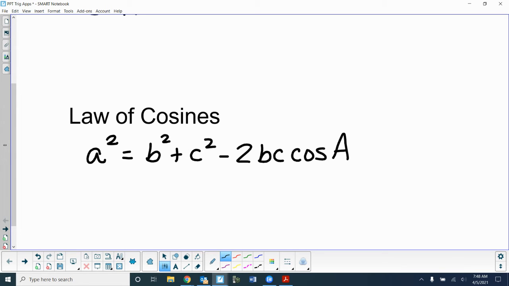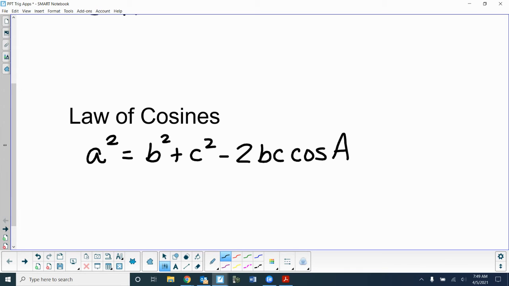of angle A. If we were looking for side B, we would interchange the A and the B. So we'd have B squared equals A squared plus C squared minus 2AC cosine of angle B. If we're looking for side C, we'd use C squared equals A squared plus B squared minus 2AB cosine of angle C. So those are just interchangeable, the A's and the B's and the C's, depending on what information you were given.